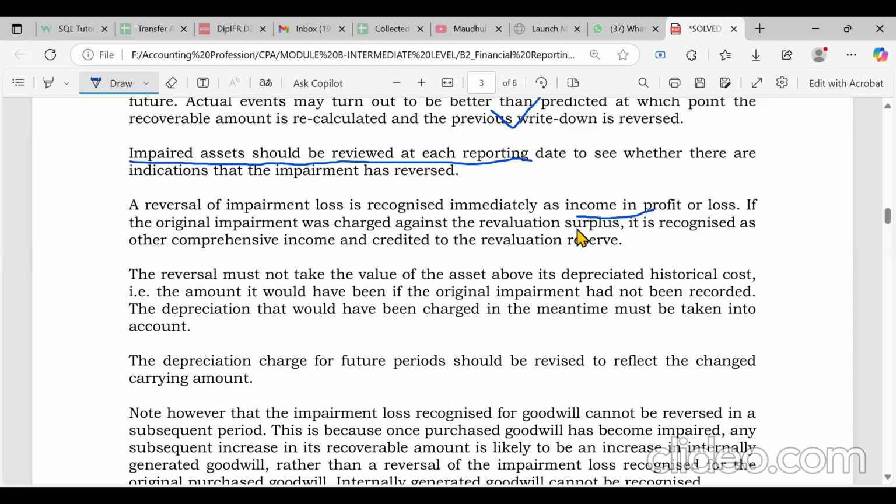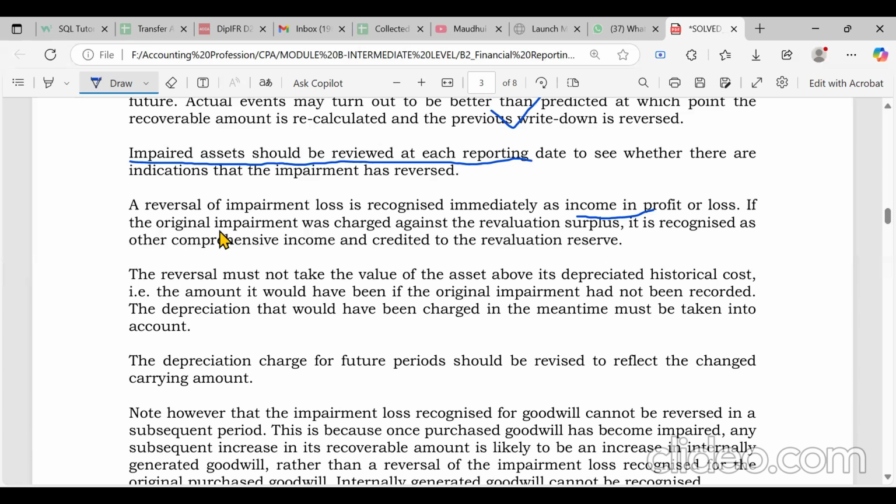Initially, you were holding an asset under the revaluation model, like we studied in GP. There was a revaluation gain. And then the asset was impaired. When it was impaired, instead of taking the impairment loss to profit or loss, you wanted to reverse the previous gain, and so you took it to other comprehensive income, right? That's what we are saying.